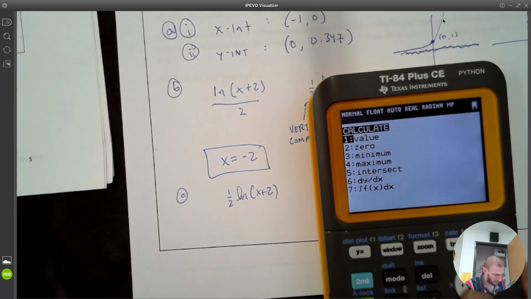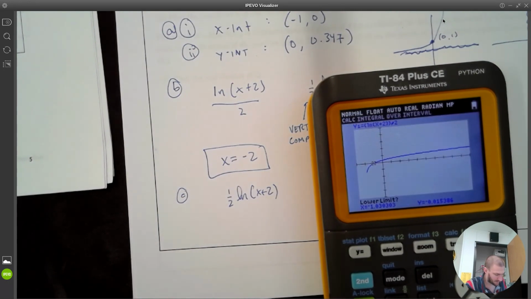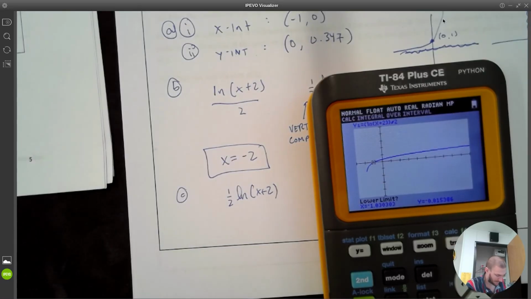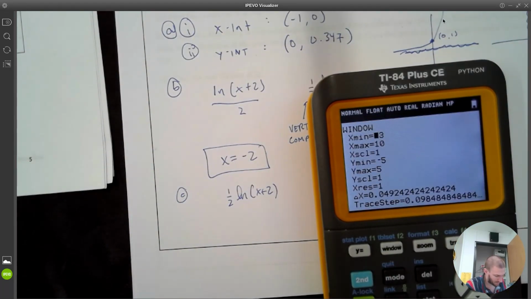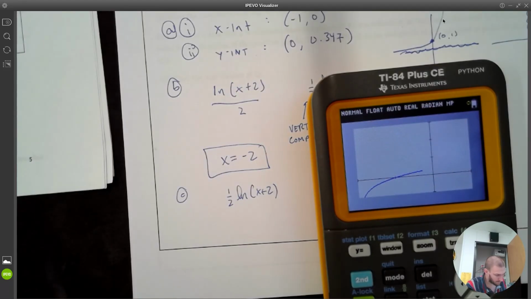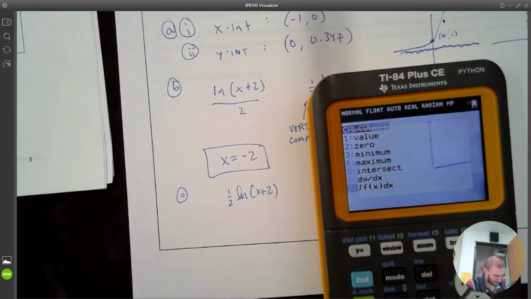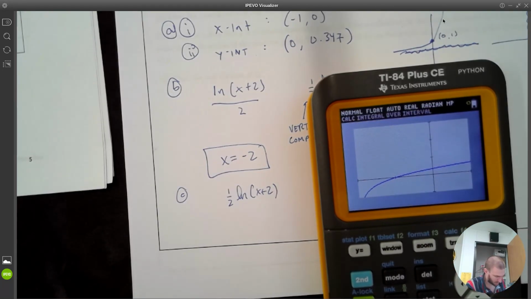Second, calculate the integral. Now you can see if I do it this way, it's literally just going to put me on the graph. And I could just say from -1 to 0. And it will even color it in. Here, let me zoom in a little bit more. Let's do from -2 to 1 and from -1 to 3. So here's my graph. And I can say the integral from -1 to 0. And it will color it for me and then tell me the answer.